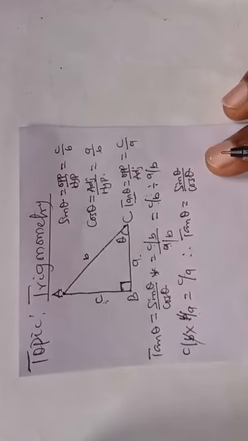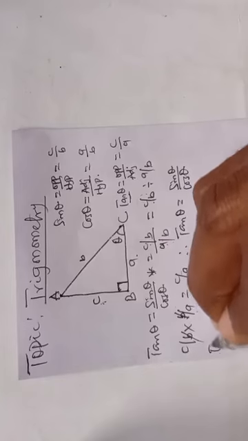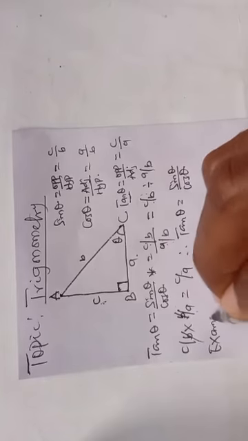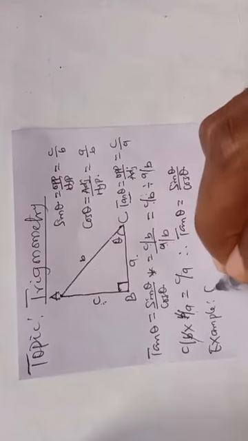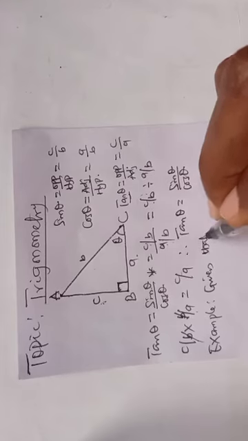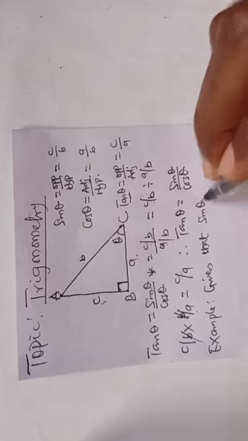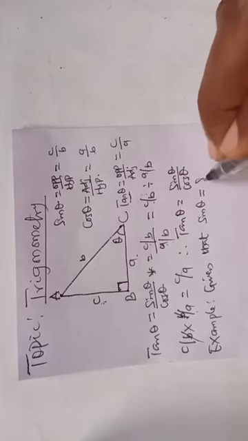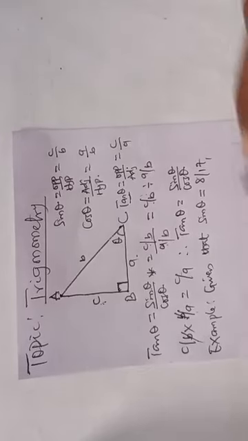Now let's take examples as time will permit us. Let's say I have given that sine theta is equal to 8 over 17.